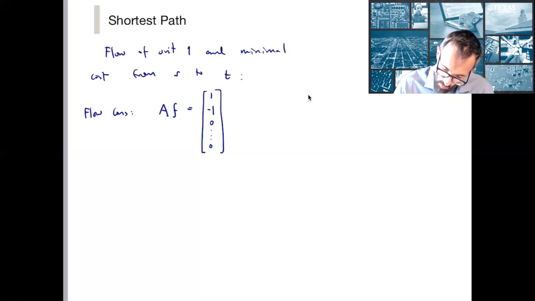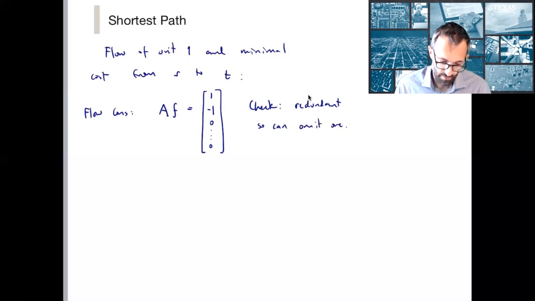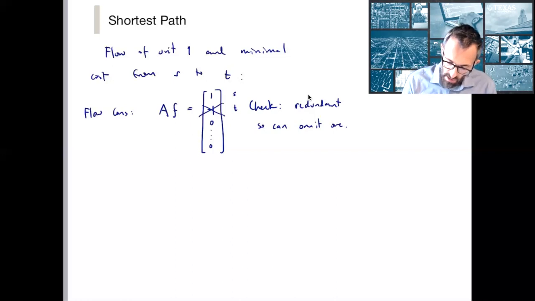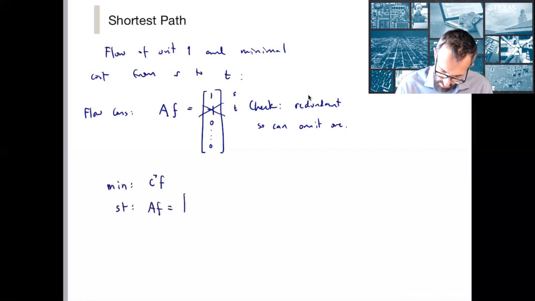One thing to note is that this is a redundant set of constraints. So you can check. These are not all independent. These are redundant, so we can omit 1. And for now, I'm just going to be omitting the T, the row that corresponds to T. But I could have omitted the row that corresponds to S, and everything would essentially work out in a similar way. So the linear program that we want to solve is minimize C transpose F subject to AF is equal to 1 with zeros. So note that row T is omitted.